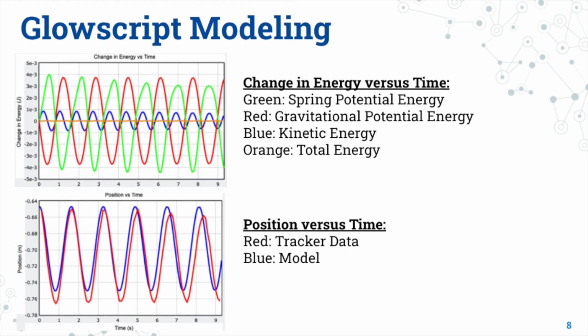After all of these code changes and my CSV file being uploaded, these are the graphs that are shown. The top graph shows the change in energy of the system versus time, and each of the different colored lines shows a different type of energy. The bottom graph, however, shows the position versus time, with the two curves being the Tracker data versus the model. The model in this case being the GlowScript code that I wrote previously. The discrepancy between the two models can be attributed to measurement errors in Tracker as well as rounding errors.